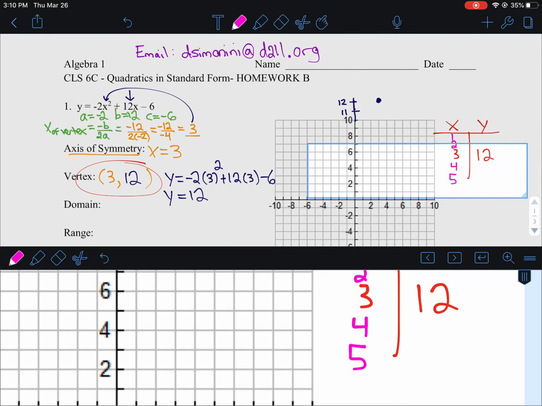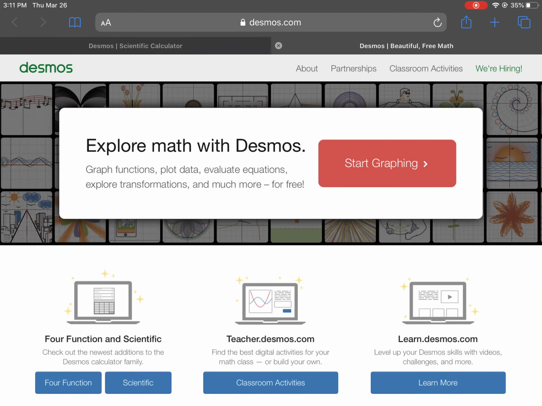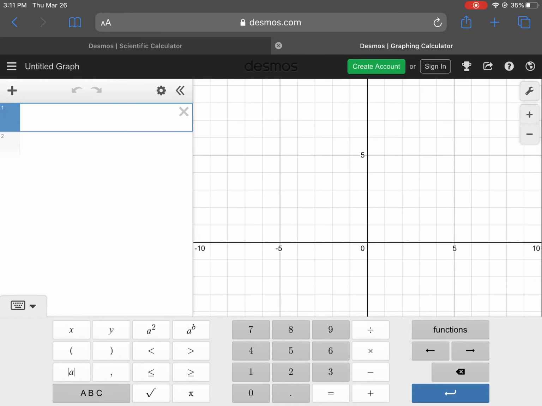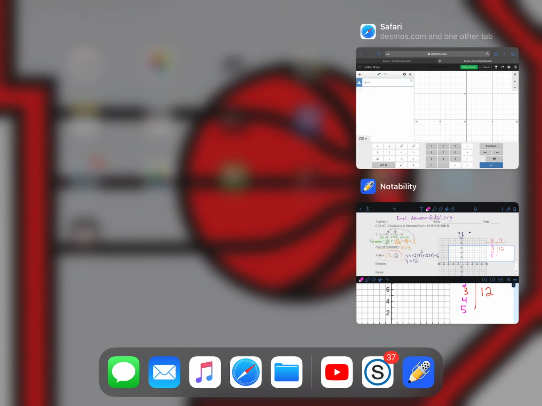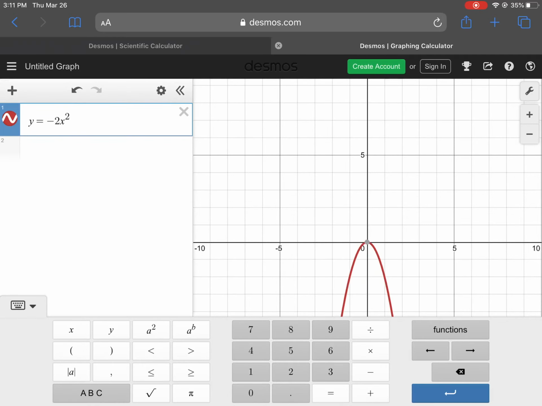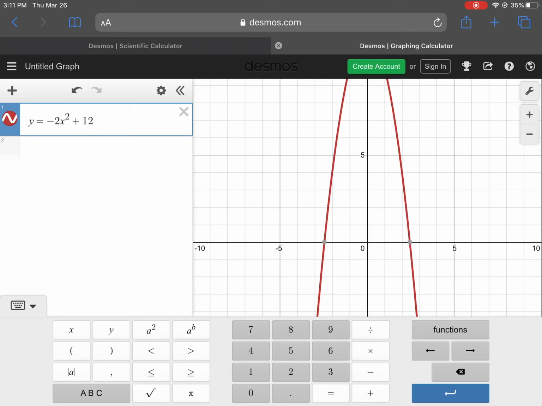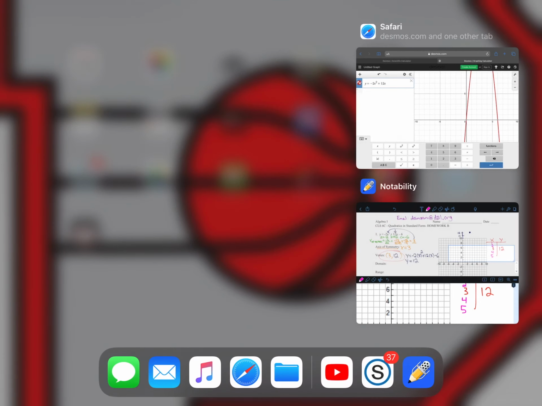But this is how you can do it in your calculator. So what you're going to have to do is go to desmos.com, and hit start graphing, and I'm going to put in the equation, okay, so it'll be y equals negative 2x squared plus 12x, and make sure I'm good, minus 6.